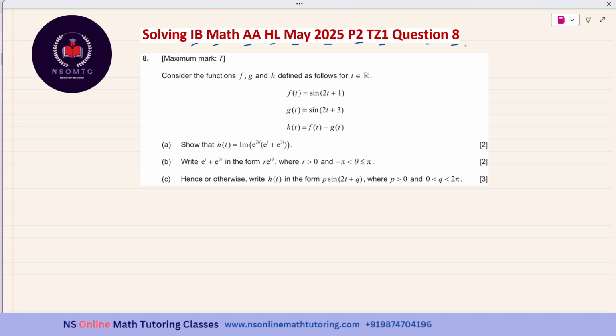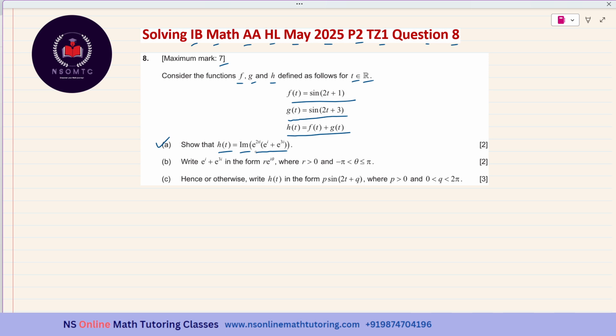Okay. So without any further delay, let us start to solve this question number 8. The maximum mark is 7. Consider the functions f, g and h defined as follows for t belonging to the set of real numbers. f of t is equal to sine 2t plus 1, g of t equal to sine 2t plus 3 and h of t equal to f of t plus g of t. So part A's question is show that h of t equal to the imaginary part of e to the power of 2ti times e to the power of I plus e to the power of 3I.